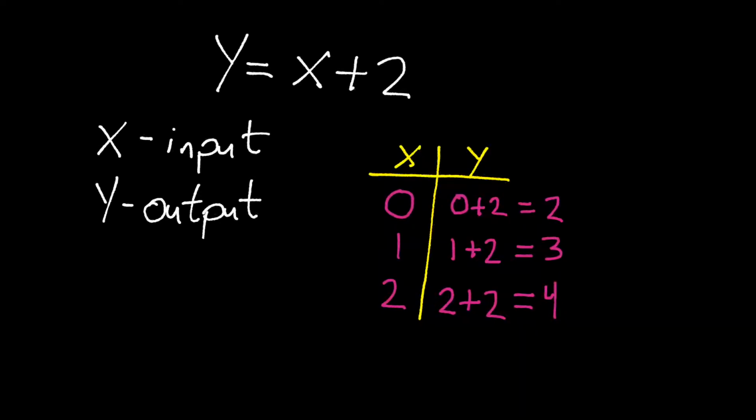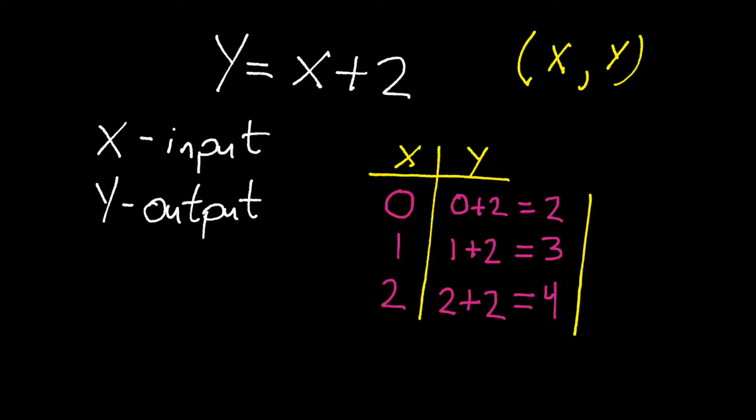I put in 0, the function spits out 2. I put in 1, the function spits out 3. I put in 2, the function spits out 4. Now, how can I relate this to a graph? Well, a graph is made up of coordinates. The coordinates are generally x values first, comma, y values.